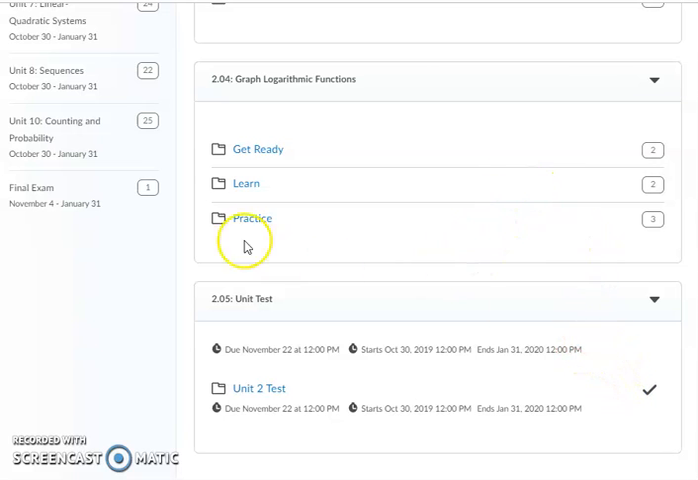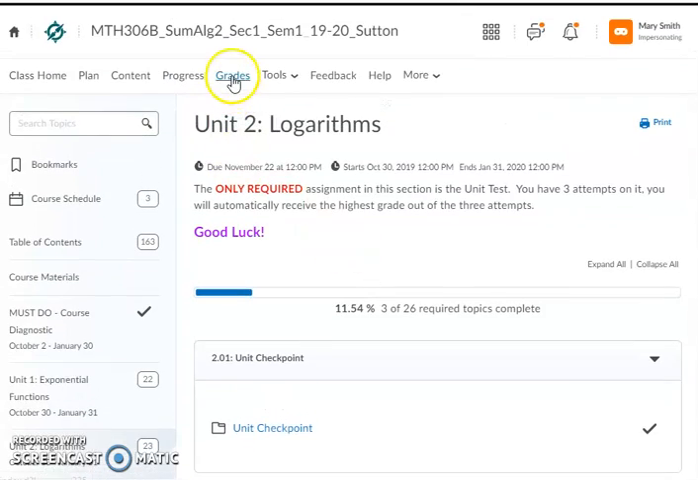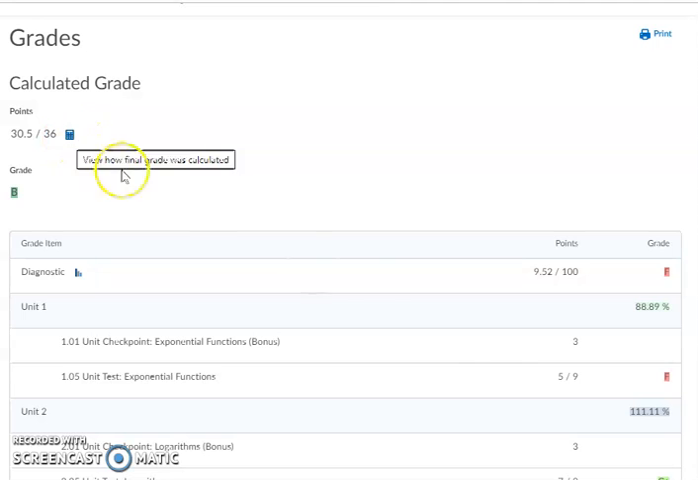So that's how each of these units is set up on the right-hand side. The only required assignment is this one at the bottom, the unit test, and the final exam, obviously. So if I go into your grades, okay, if I go into your grades, you're doing amazing.